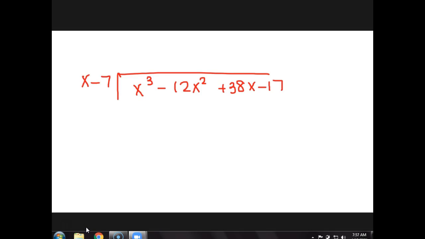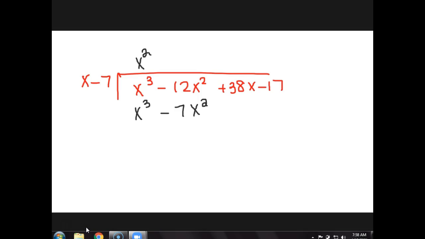All right, so if the first term is x cubed and our divisor is x, we have to say, what do I multiply x by to get x cubed? That means I need x squared. X squared times x is x cubed. X squared times negative 7 is negative 7x squared.